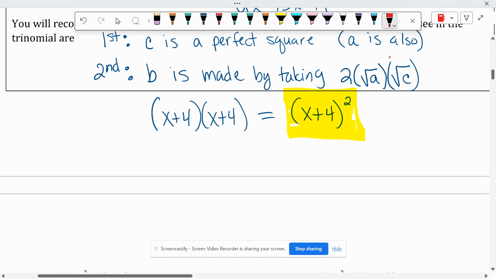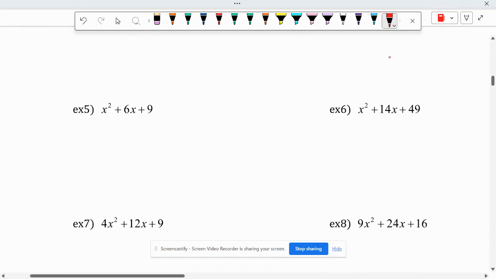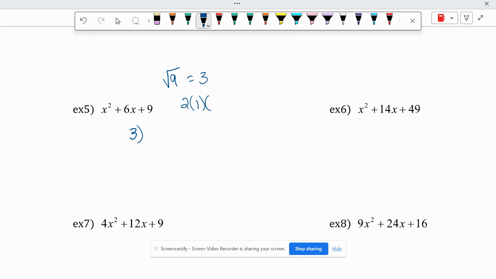Okay, so let's jump into one of those. So my leading coefficient for example number 5 is 1. 1's a perfect square. So the square root of x squared is x. So we really just need to think about what is the square root of 9? It's 3. So I know that I'm going to have a 3. If I take 2 times 1 times 3, do I get this b term? Yes, I do. So that's how I know that this is a perfect square trinomial. So it just factors out to x plus 3, the quantity squared.